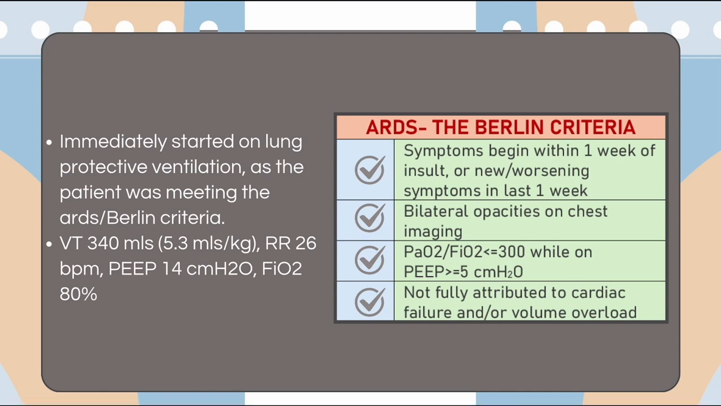criteria. So her symptoms had begun within 1 week. Bilateral opacities were forming on the chest X-ray. PF ratio was 80. And she also did not have any cardiac issues. So the volumes are dropped down to 340, which is in the 4 to 6 mils per kg range. Rate went up to 26. PEEP was set at 14. FiO2 was set at 80%.